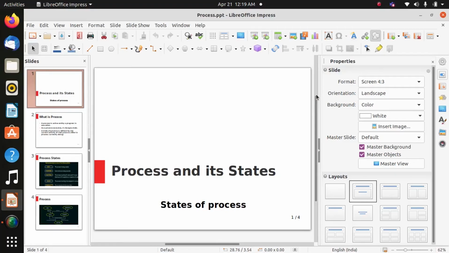Hello students, today we are going to discuss a new topic of cybersecurity module 4, that is process and its states. So let us start.